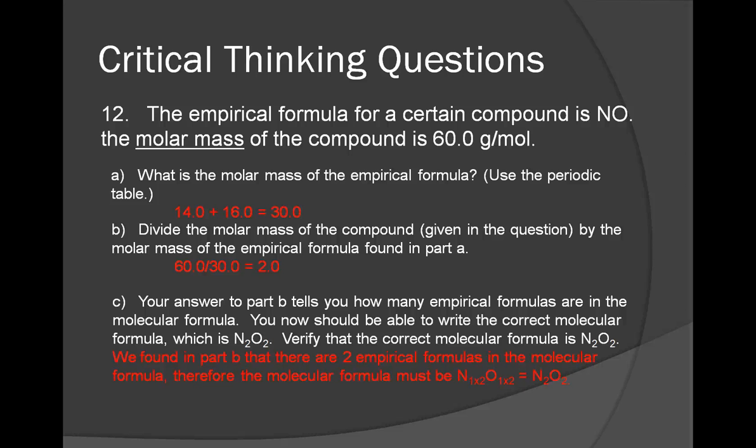C. Your answer to part B tells you how many empirical formulas are in the molecular formula. You now should be able to write the correct molecular formula, which is N2O2. Verify that the correct formula is N2O2. We found in part B that there are 2 empirical formulas in the molecular formula. Therefore, the molecular formula must be N1 times 2, O1 times 2, which is N2O2.